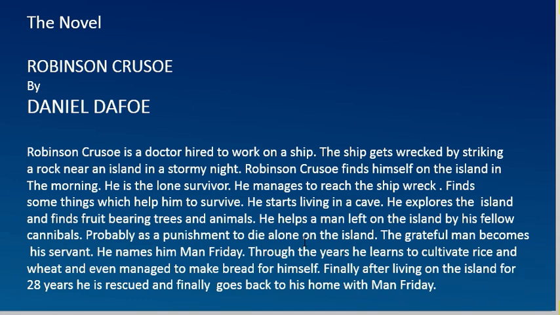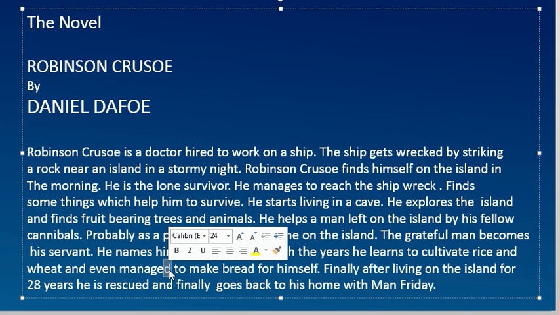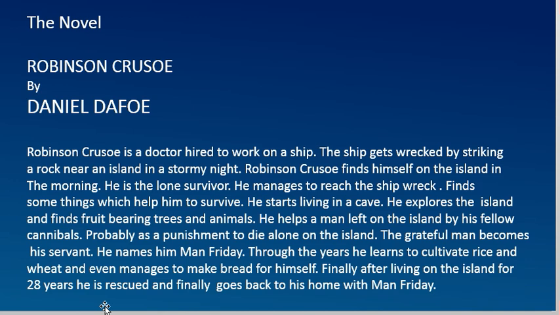The grateful man becomes his servant and he names him Man Friday, because that is the only thing he knows about this cannibal, that he is a man and he found him on a Friday. Robinson Crusoe had been marking weeks and days and years to keep track of how much time he's spending on the island, so he knows that it's a Friday. So through the years he learns to cultivate rice and wheat and even manages to make bread for himself. And finally, after living on the island for 28 years, he is rescued and finally goes back to his home with Man Friday. So this is a small story of the original novel.